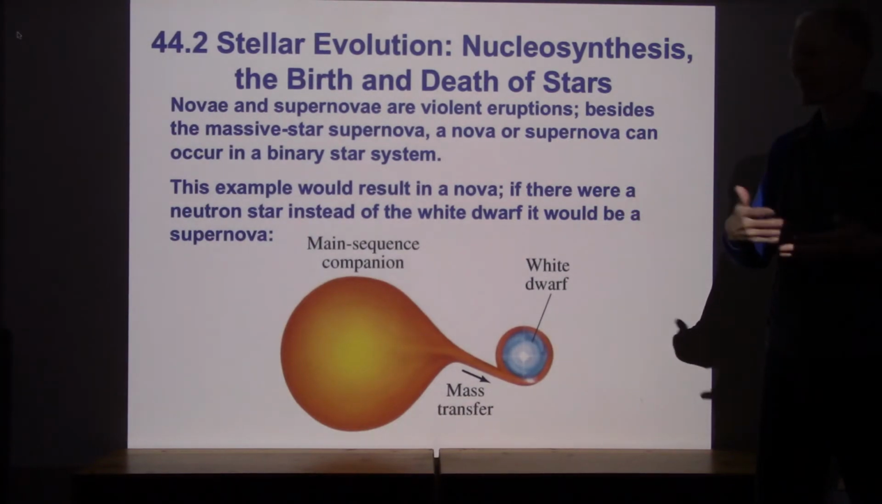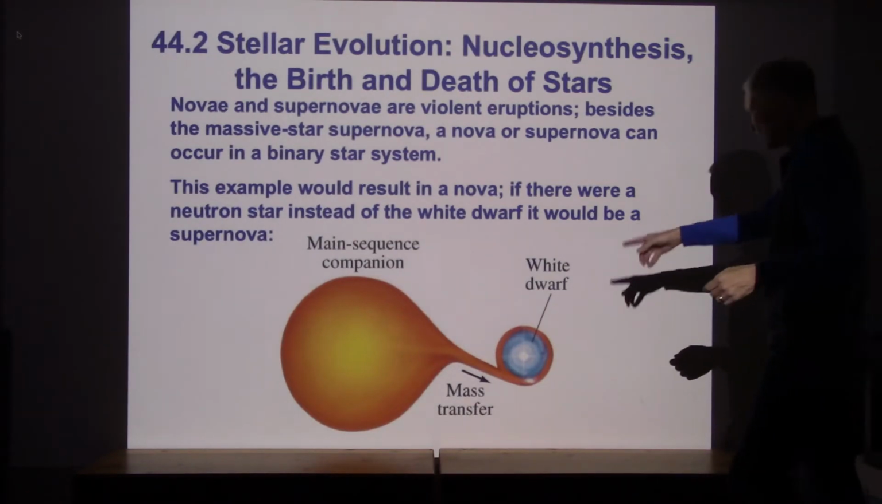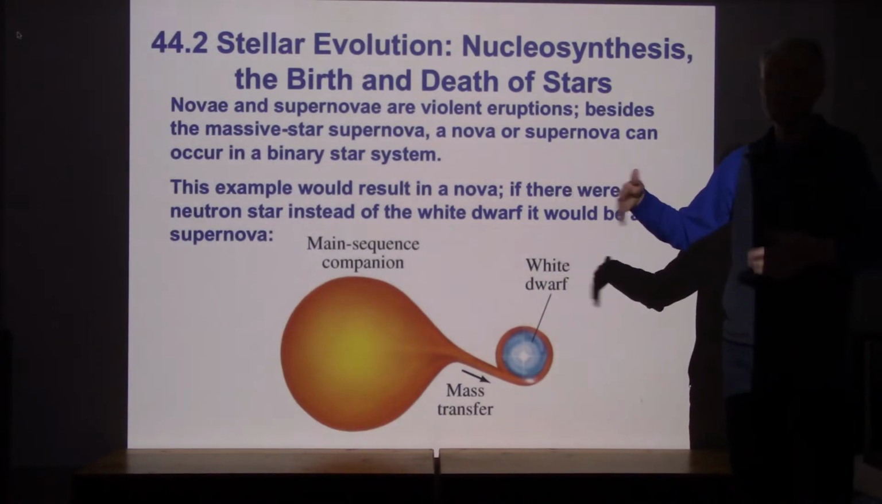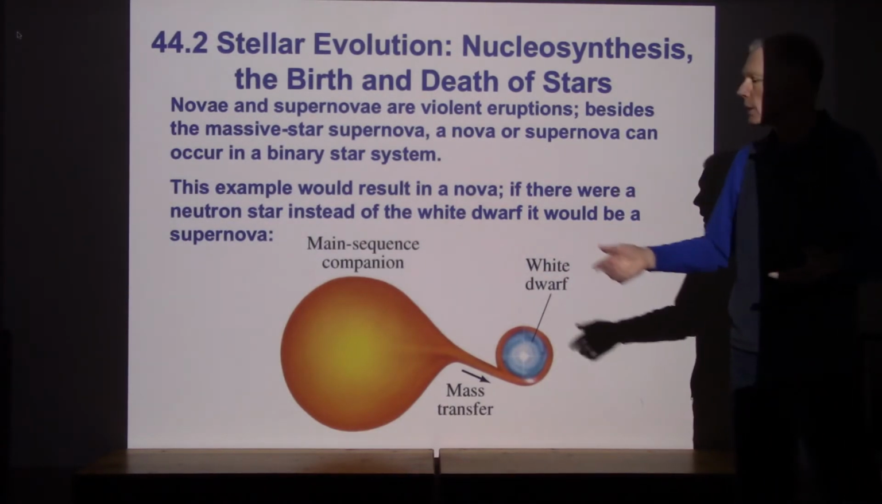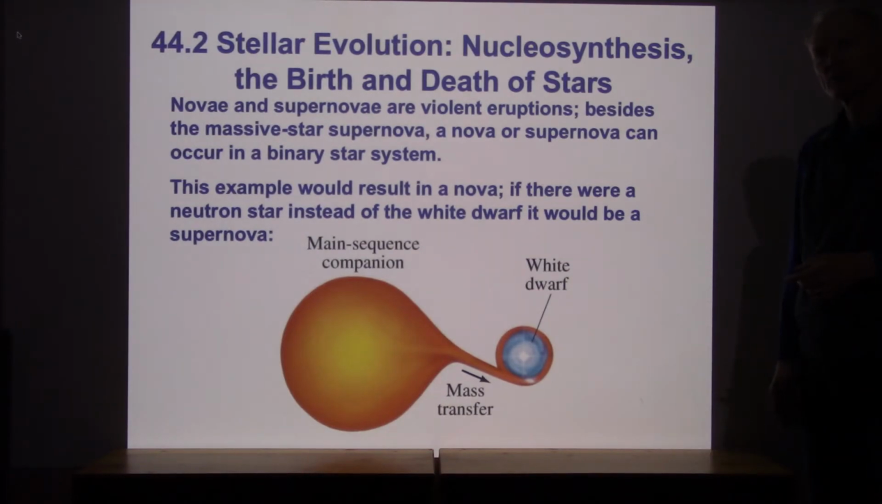So we can't use something like parallax for that, way too far away. But you can pick out these type 1a supernovas in distant galaxies, billions of light years away, and you can use their brightness to determine distances. And that's how we've made the most distant measurements to these galaxies.